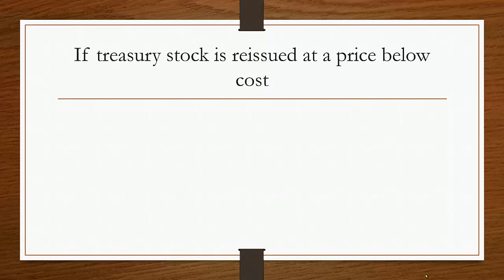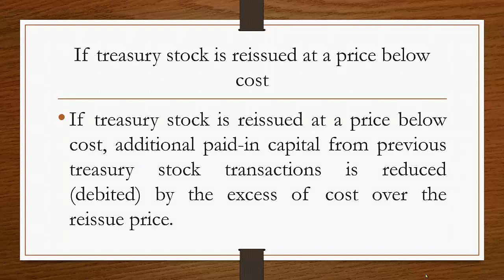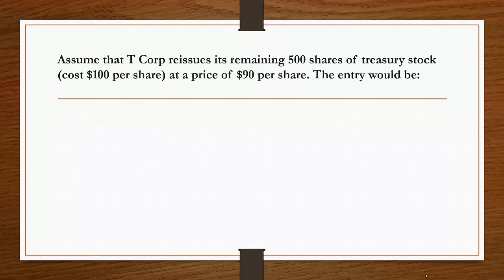If treasury stock is reissued at a price below cost, we need to consider this point. If treasury stock is reissued at a price below cost, additional paid in capital from previous treasury stock transactions is reduced or debited by the excess of cost over the reissue price. Let's understand this with the help of a given example.